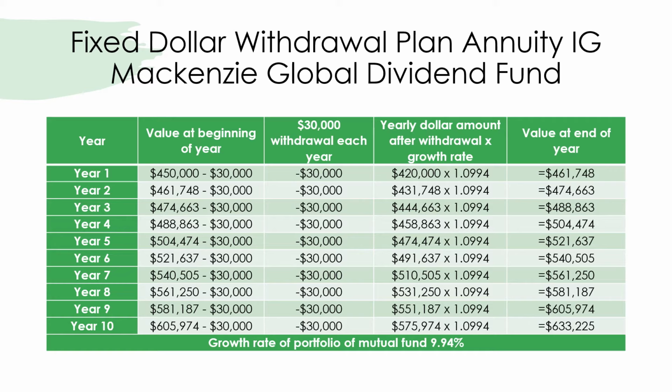This depicts the fixed dollar withdrawal plan annuity created using the IG Mackenzie Global Dividend Fund return over 15 years. It has a growth rate of 9.94% and a yearly withdrawal of $30,000. This is a mutual fund, a balanced mutual fund.